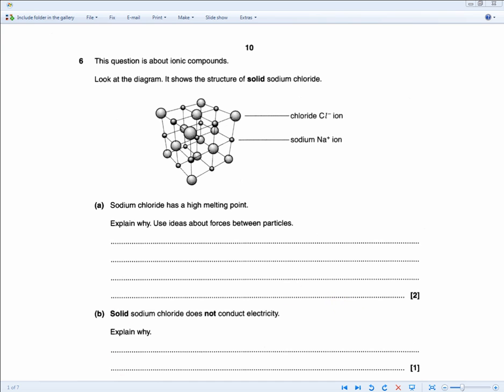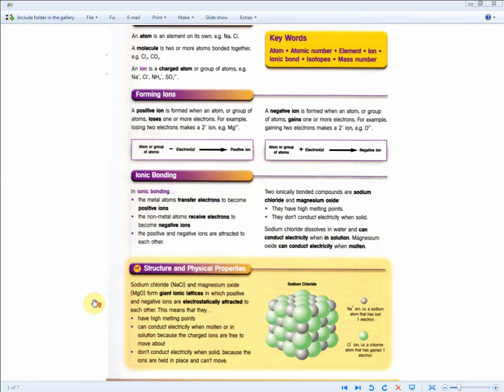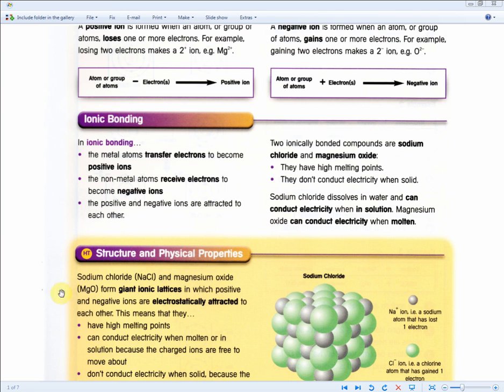So they're basically asking you to recall your memory from this section here, structure and physical properties. It's talking about sodium chloride and magnesium oxide, but the point is that the question could have been reworded for MgO or NaCl. So in this case, it's for NaCl. So you need to regurgitate this sentence here, but without the MgO information.